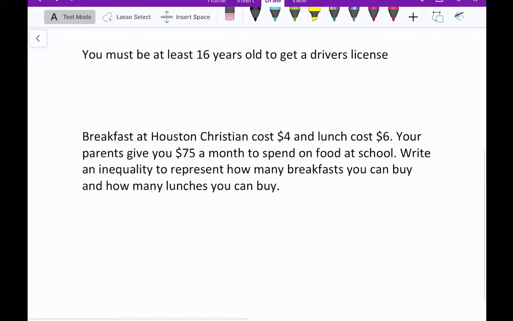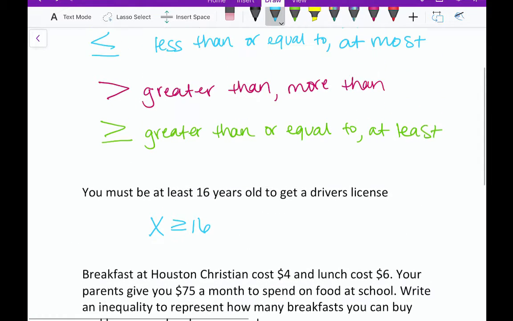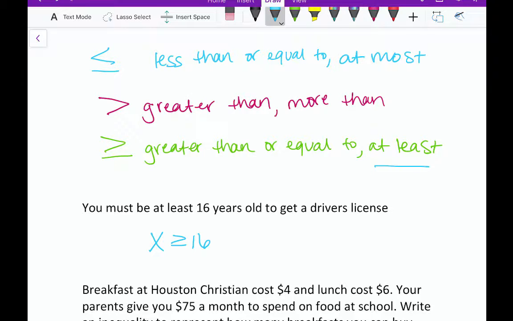So we're going to start with a simple problem. You must be at least 16 years old to get a driver's license. So if I were to write an inequality to model that, then really I would just say that x has to be greater than or equal to 16. If I go back up to here, at least, that's the greater than or equal to symbol, right? If you think about it, at least 16, I like to say, okay, so is that 15 or is that 17? At least 16, that means 17. Well, could it be 16? Yes. So that's where the equal to comes into play. So that's just a one variable inequality, like you could graph that on the number line.